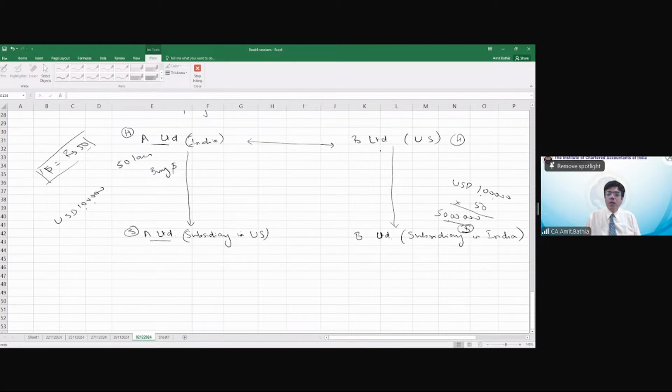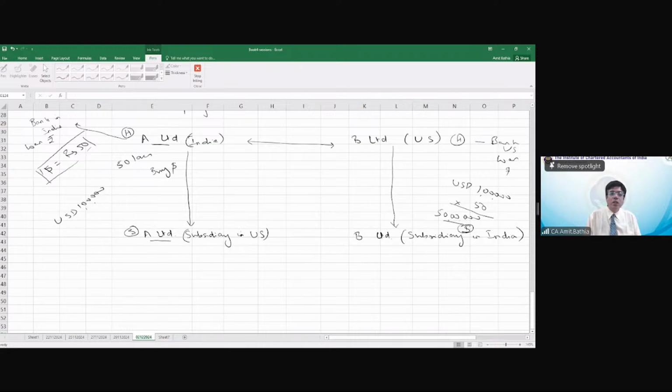So B Limited reaches out to their bank in US and procures a loan in dollars. Similarly, A Limited in India reaches out to a bank in India and procures a loan in rupees. How much? They are taking a 50 lakh loan. Here, they are taking a loan of $100,000. So basically they are trying to help each other.